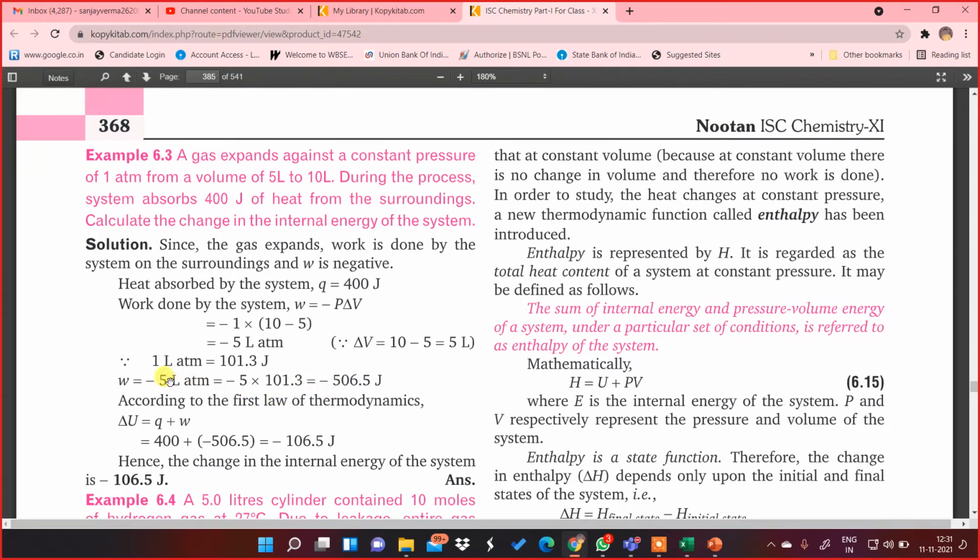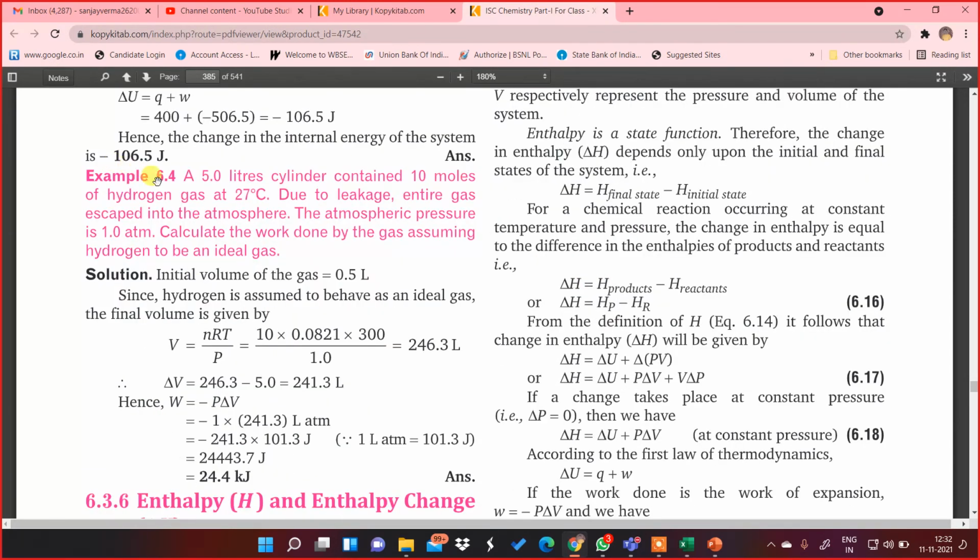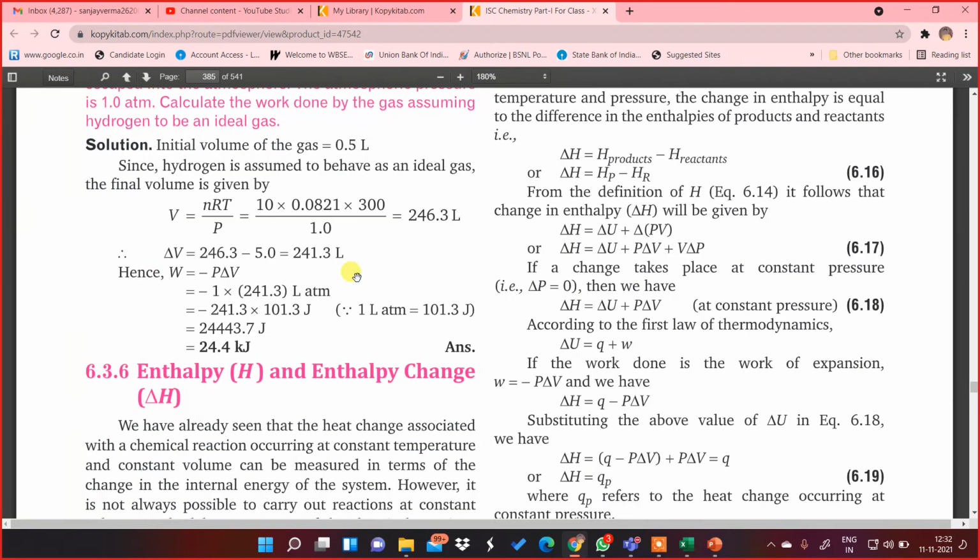For work done, and also from the first law, the internal energy formula delta U is equal to Q plus W. So put the values over there. It is absorbing 400 joules of heat. So 400 plus minus 506.5 will give us minus 106.5 joules for internal energy. Keep in mind that the gas is expanding, the gas is doing work itself, so there is a negative sign in the case of internal energy. Similarly, practice 6.4 also. It is pressure volume work.